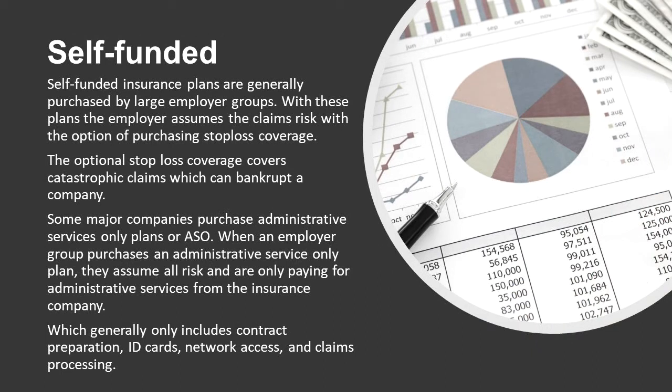Self-funded plans. Self-funded insurance plans are generally purchased by large employer groups. With these plans, the employer assumes the claims risk with the option of purchasing stop-loss coverage. The optional stop-loss coverage covers catastrophic claims, which can bankrupt a company. Some major companies purchase administrative services only plans, or ASO. When an employer group purchases an administrative service only plan, they assume all claims risk, and are only paying for administrative services from the insurance company, which generally only includes contract preparation, ID cards, network access, and claims processing.